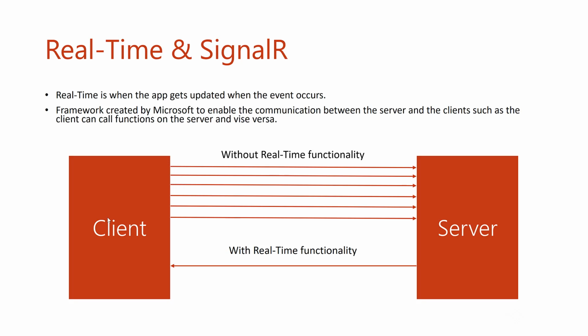So this is a very quick introduction to real-time and SignalR in general. Now it's time to move to Visual Studio and see how we can implement that in Blazor. So let's go.